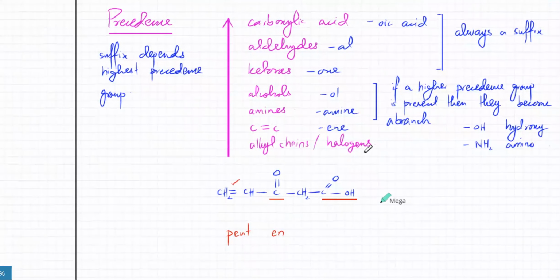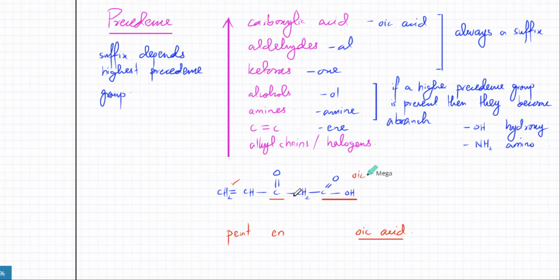So I told you that the suffix depends on the highest precedence group, which in this case is the carboxylic acid. So you're going to call it an oic acid. That's the main suffix. But at the same time, it's also a ketone. So this part is oic acid, and this part shows that it should be a ketone as well.